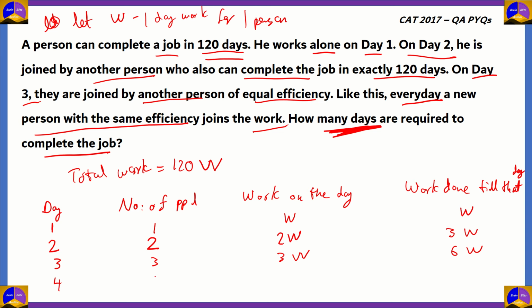Let's also do 4 people, 4W. 6 plus 4 gives you 10W. Now we can go on until it reaches 120W. So that's the slow way to do it. However, let's look at 6W, and now let's get in the formula here and prove it with 6W.